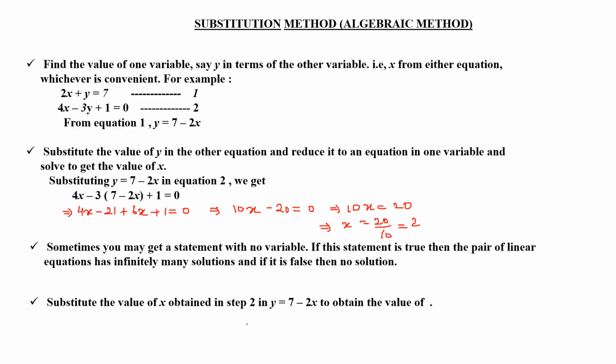I will get it here as y equal to 7 minus 2 into 2, which will give me 7 minus 4, and the value of y will be 3. Okay, so I got my solution as x equal to 2 and y equal to 3.